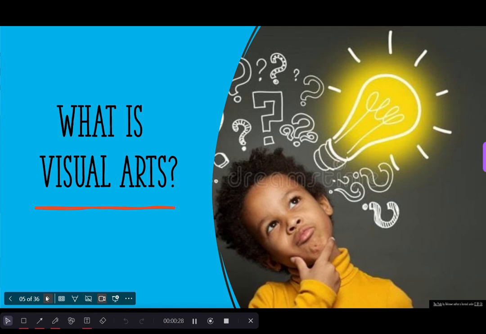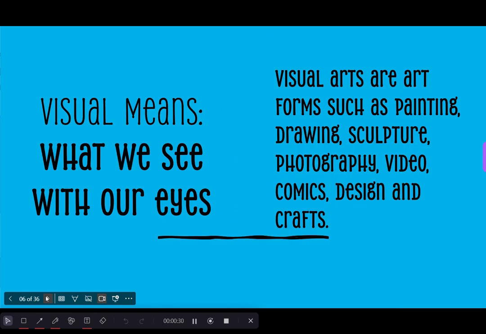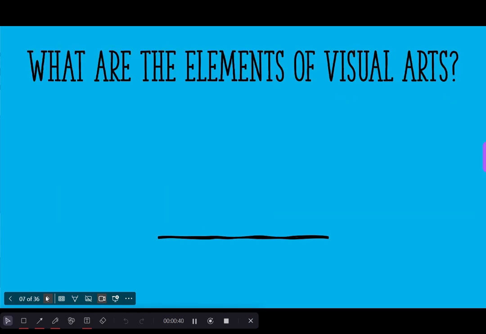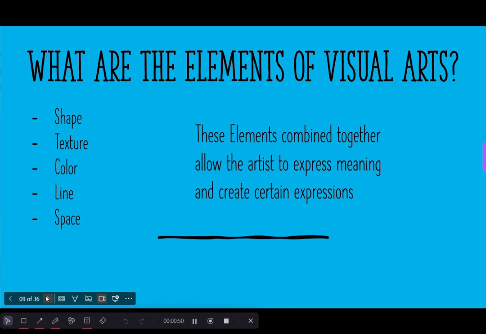So, what is visual arts? Visual means what we see with our eyes. Visual arts are art forms such as paintings, drawings, photography, video design, and crafts. So, what are the elements of visual arts? They are shape, texture, color, line, and space. And when these elements are combined together, they allow the artist to express meaning and create certain expressions.